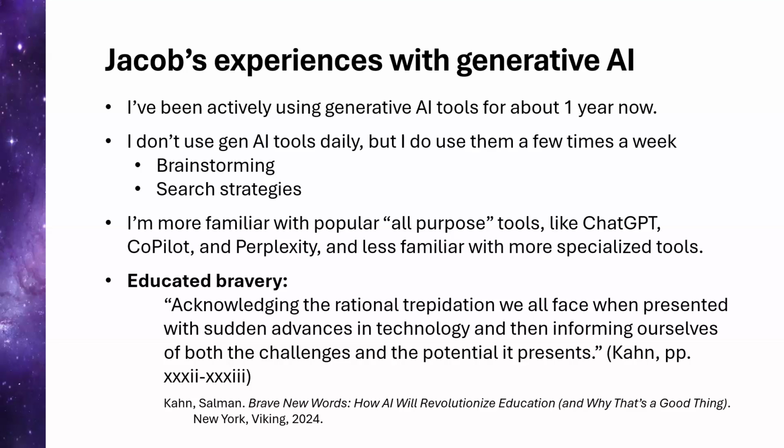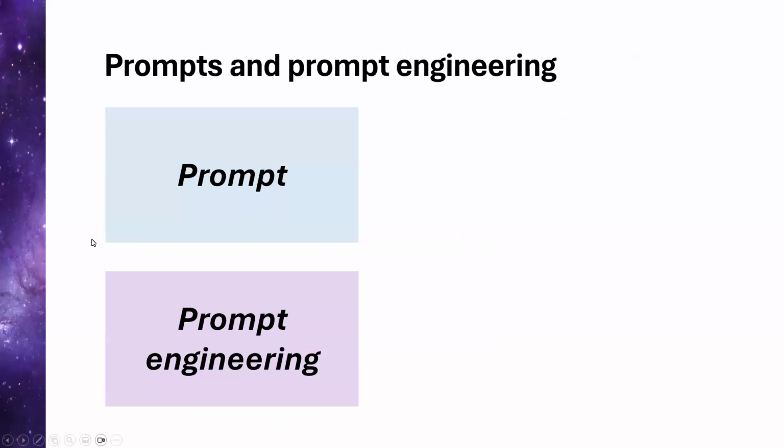And then lastly, I've adopted an educated bravery mindset towards AI, and I hope that you all will too. So educated bravery is this term coined by Salman Khan, which he defines as, quote, acknowledging the rational trepidation we all face when presented with sudden advances in technology, so that would be AI in this instance, and then informing ourselves of both the challenges and the potential it presents. So with that in mind, let's dive into prompts and prompt engineering.